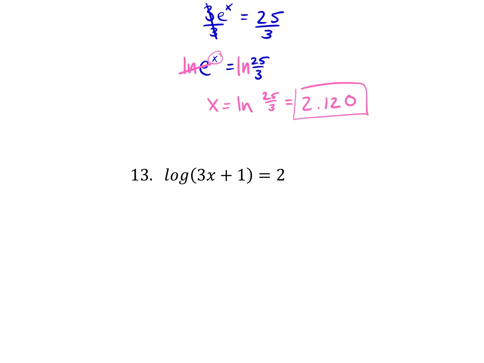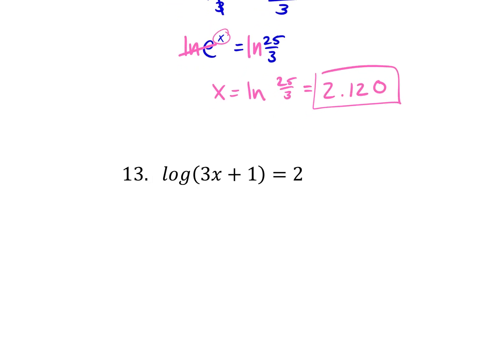Let's do 13. How do I get rid of that log? What's the base of our log here when no base is written? What's implied? 10. So if our base of the log is 10, what do we need to make the big base to cancel out with that? 10. So I'm going to make our base 10 on both sides. So 10 to the power of log base 10 will cancel. So we have 3x plus 1 is equal to 10 to the second power.